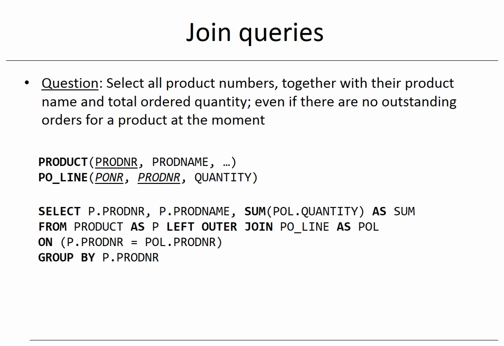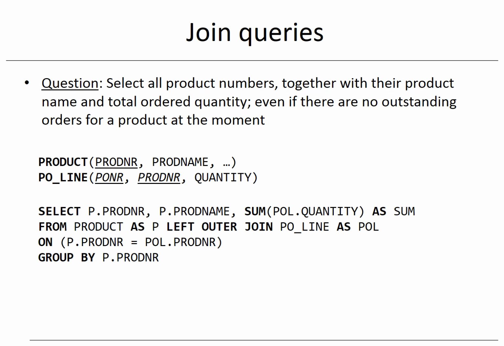Assume we have the following question. Select all product numbers together with the product name and total ordered quantity, even if there are no outstanding orders for a product at the moment. It is clear that this question can again be answered using an outer join between the tables product and PO line.